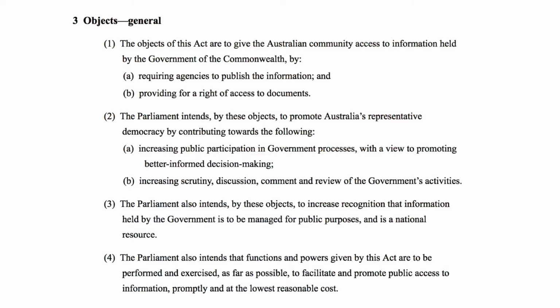In 1992, the Commonwealth Government passed the Freedom of Information Act. The purpose of the FOI Act is to give people access to government documents. Here's a copy of the Objects Clause of the legislation. There's a similar piece of legislation in Queensland called the Right to Information Act 2009. Its purpose is expressed even more succinctly: to give a right of access to information in the government's possession or under the government's control.